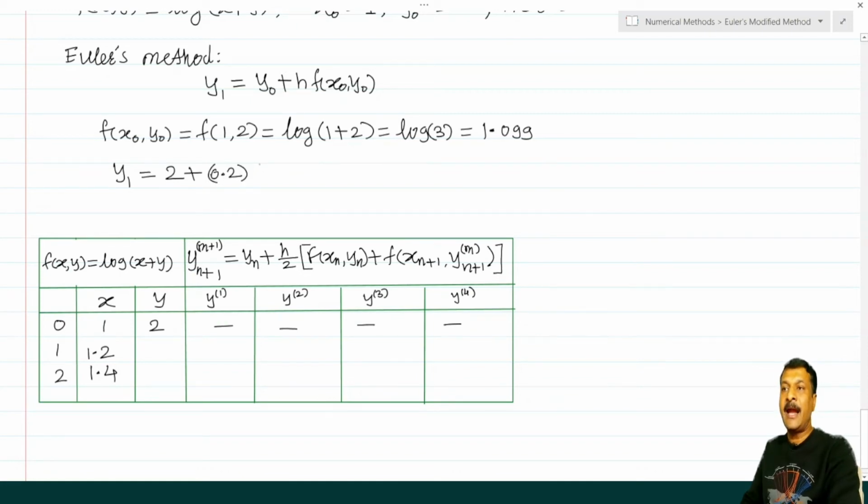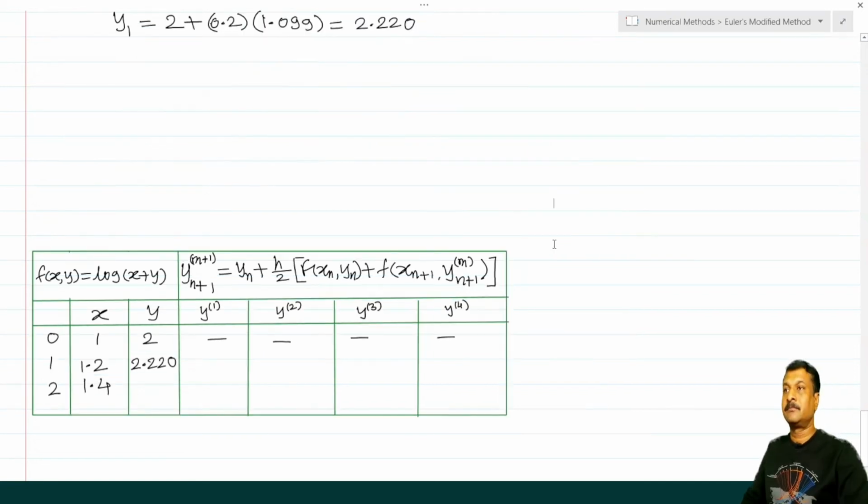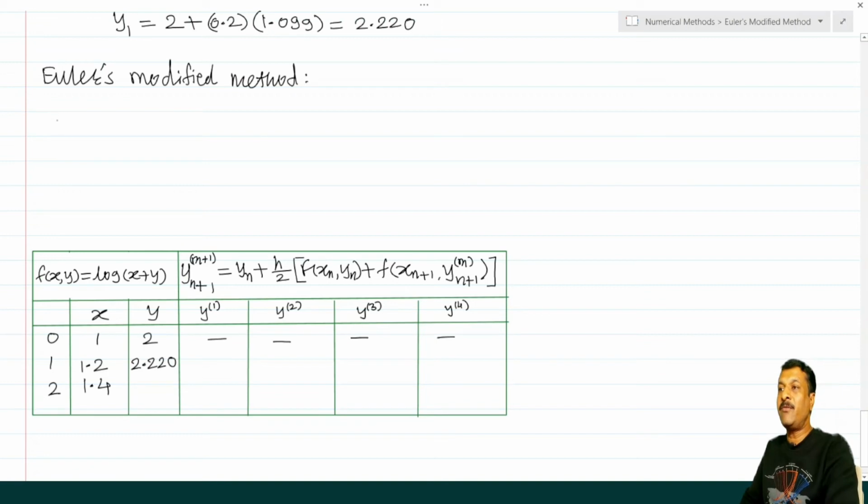0.2, and f of x0 y0 we have this value is 1.099. So by calculator, find this value. I am getting 2.220. So here 2.220, this value. Now I want to improve this. So what is the formula for that? See there, how to improve this value? By Euler's modified method, improve the value of y.